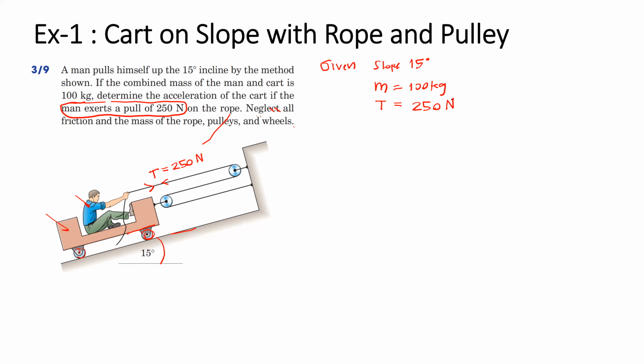In this problem, what we need to find is the acceleration. I'm going to put the reference coordinate on the incline, with the x direction and the y direction like this. We know that we have zero acceleration in the y direction because the cart runs on the slope, but we have linear acceleration along the plane of the slope, and we need to find it.